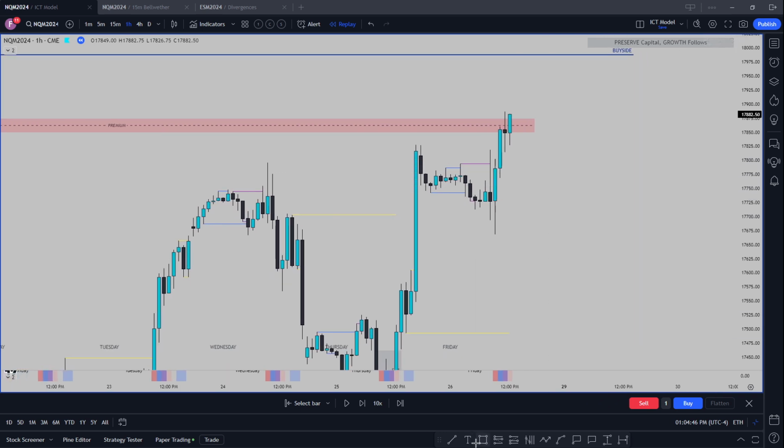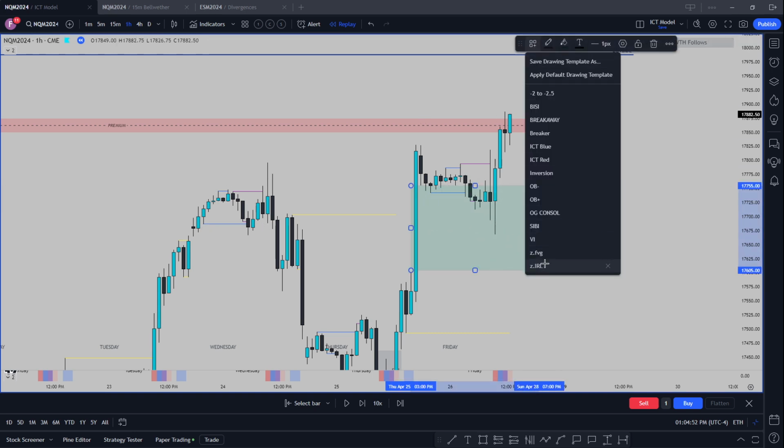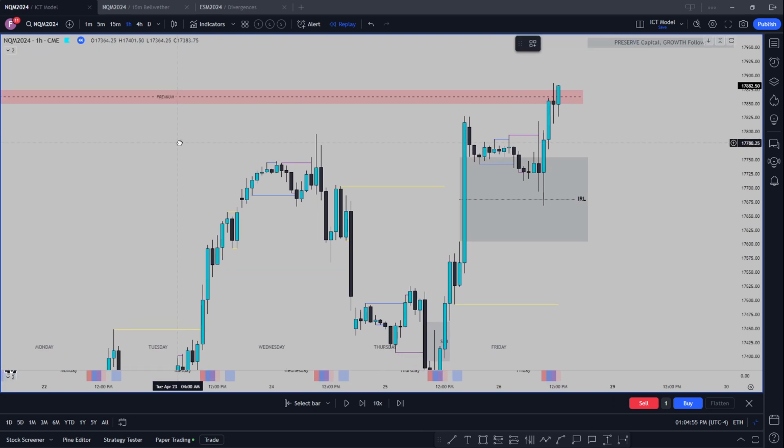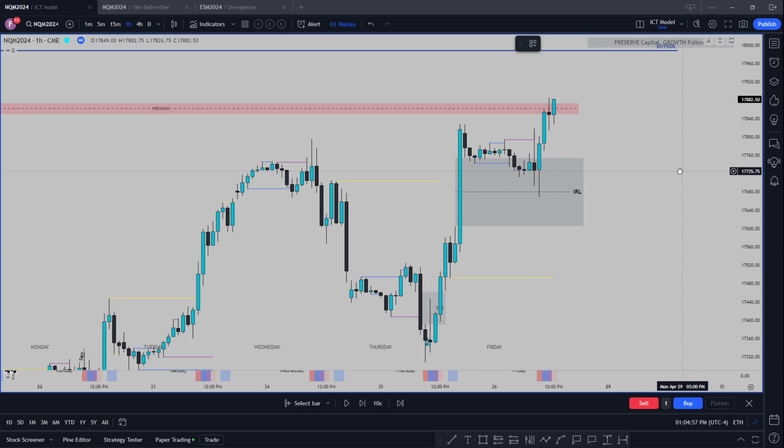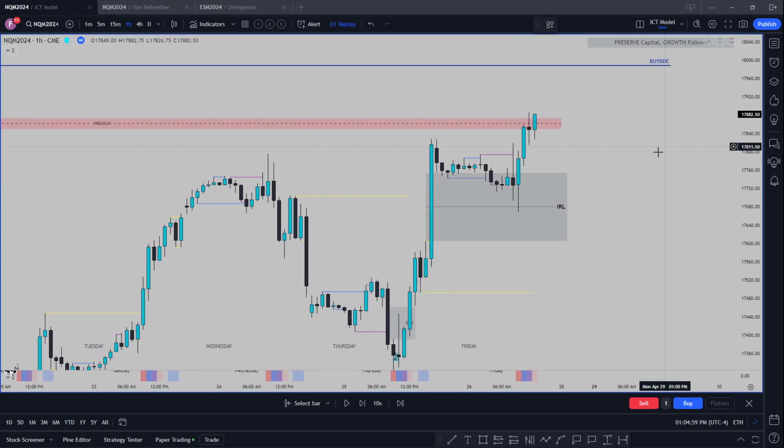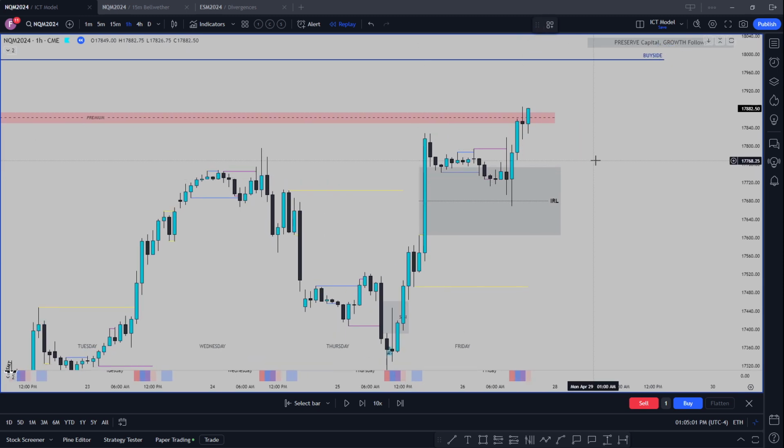I'm gonna mark this out. We got this larger fair value gap here. I'm gonna annotate this, mark this out. I'm also gonna take off... actually, we're good. So this is what it looks like on the hourly chart. Nothing crazy. I'm just keeping it simple on this, able to find the draw.